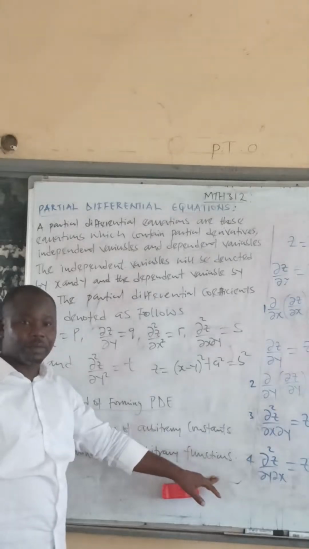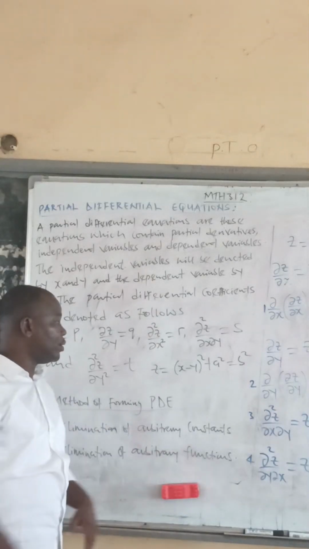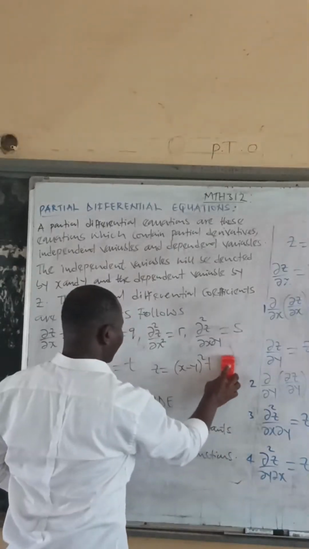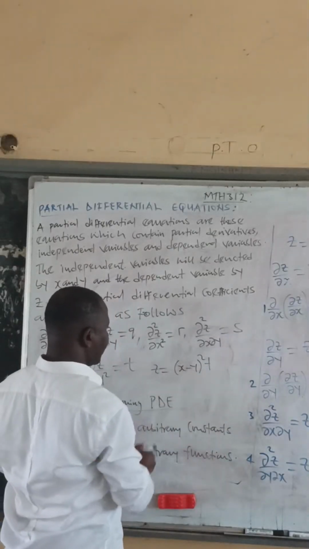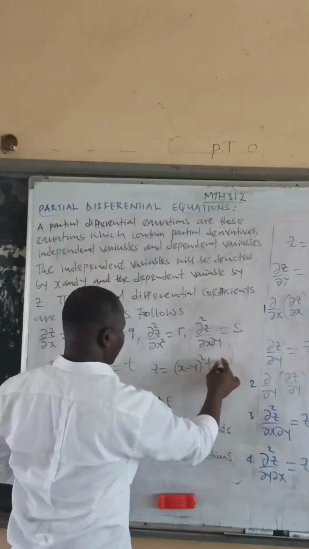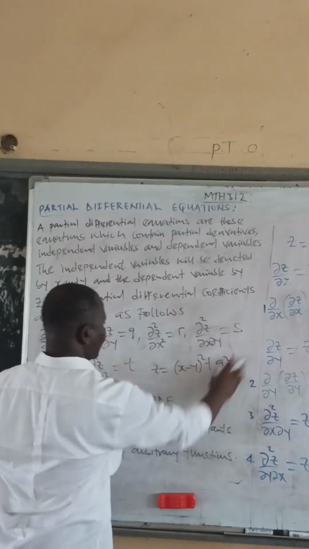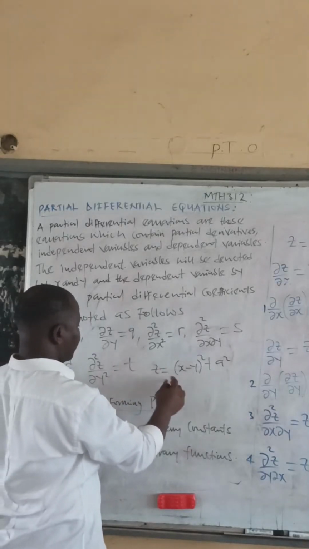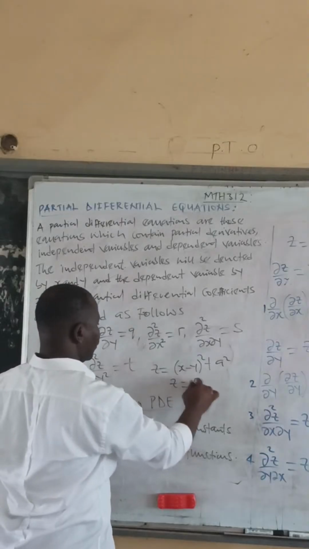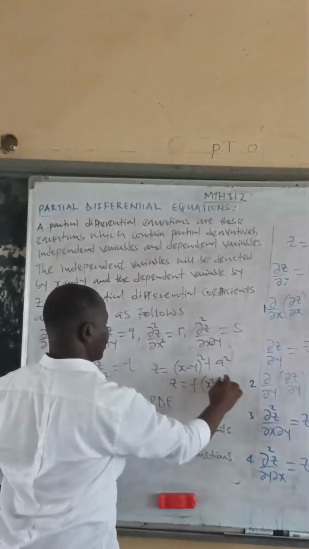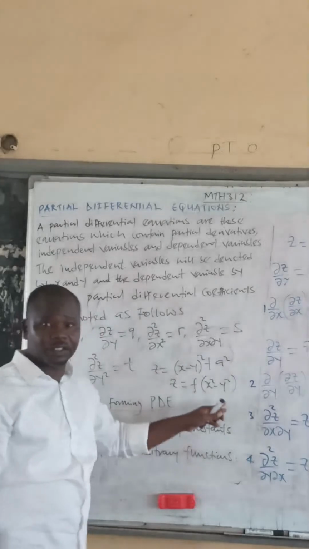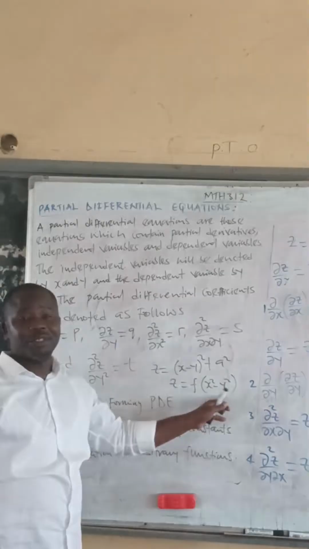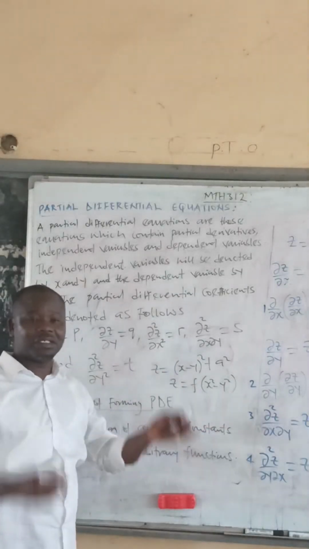Function. Is that clear? So if we want to talk about arbitrary functions, assuming we have a function of this form, it's a function. You understand? So these are arbitrary functions.